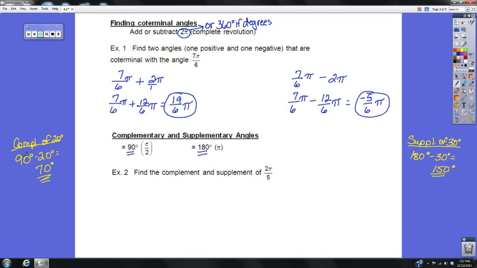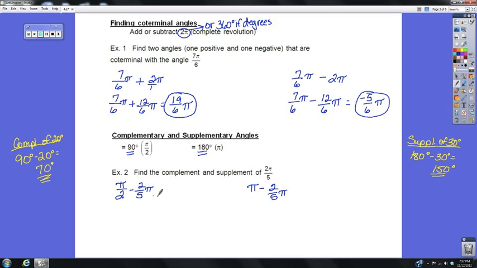So thinking about what we did back in geometry, to find the complement, instead of using 90 degrees, I'm going to use pi over 2, and I'm going to subtract my angle, just like I did over here. And then to find the supplement, I'm going to take 180 degrees, which is pi in radians, and I'm going to subtract my angle. It's just I'm using radians instead of degrees.